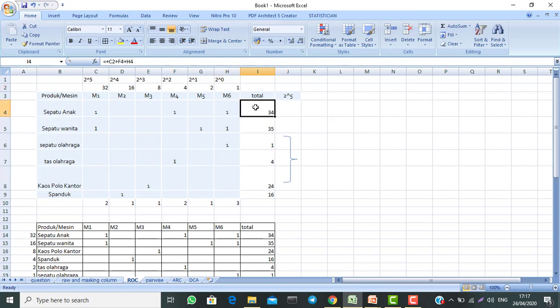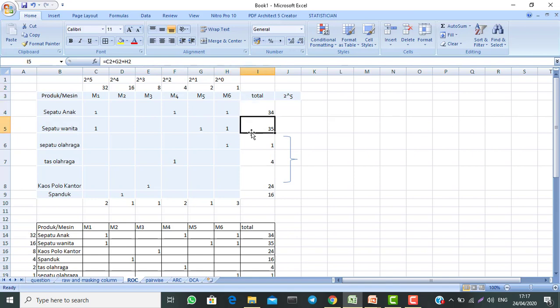Okay, so 34 is obtained by adding 32, because children's shoes go to these machines. And the number 1 indicates that the machine is used for producing the children's shoes. So 32 plus 4 plus 1, and then we got 34.